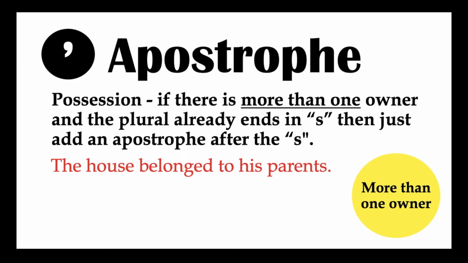The house belonged to his parents. Let's rewrite this so we can include an apostrophe. We would write the parents' house. Notice that parents is plural. So as there is already an S and there is more than one owner, we only need to add an apostrophe after the S. So in this case, the parents' house. The house belongs to the parents.